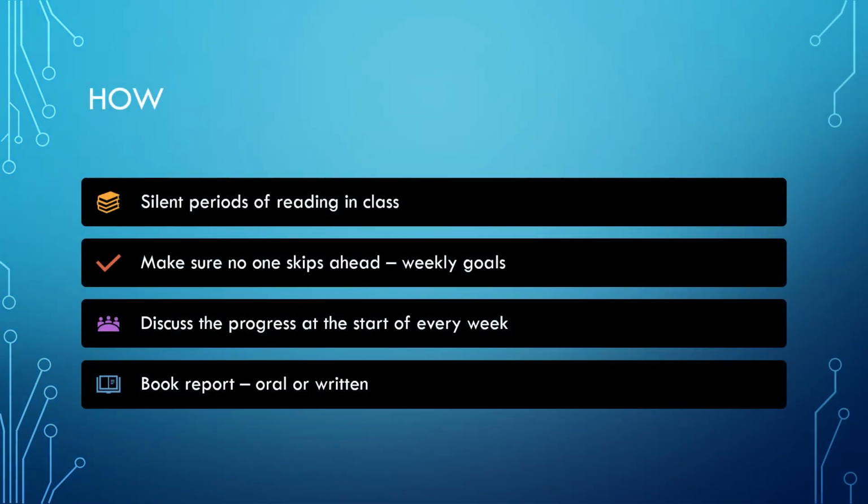So how do I see us working with this book in class? First of all, silent periods of reading, where each student, undisturbed, can read at his or her own pace. Use their computer to access one of the many online dictionaries that are accessible to Norwegian students. I will make sure that no one skips ahead. There will be weekly goals where at the end of a week each student should have read through this page or that chapter, and those who haven't been able to do that will get to take their book home and catch up during the weekend.